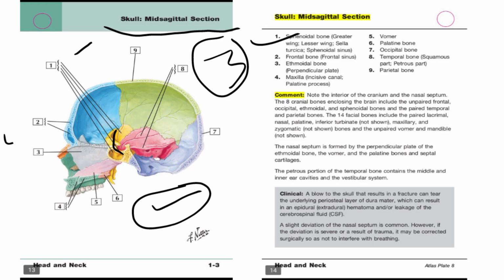The second label, this is the frontal bone. You can see this is the front side of the skull and this is the back. The front side, we have a frontal bone. Third, you can see in the gray color, this is the ethmoidal bone. First is the sphenoidal bone, second is the frontal bone, and the third is the ethmoidal bone.